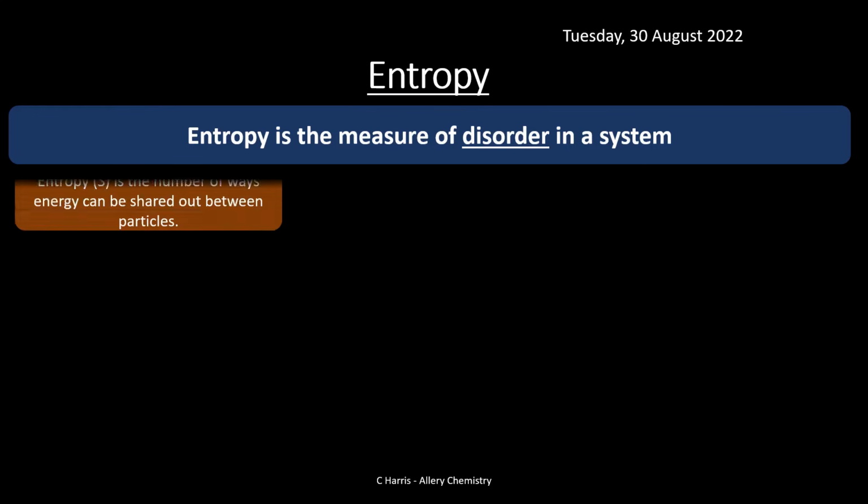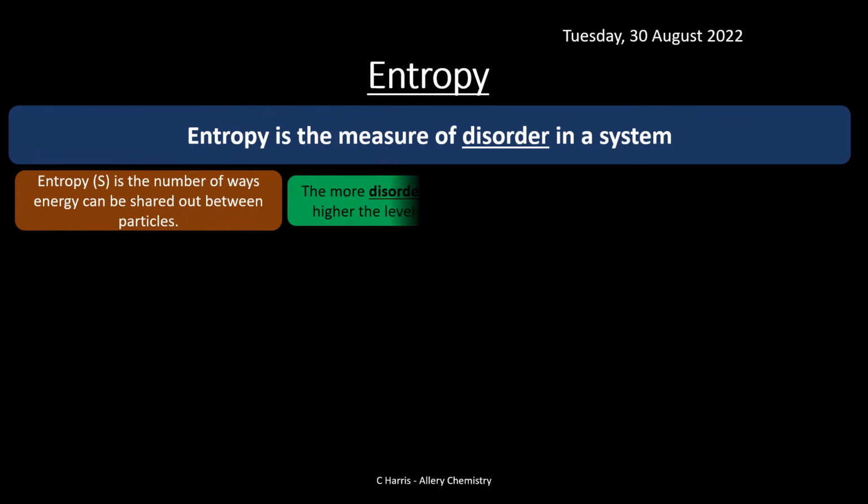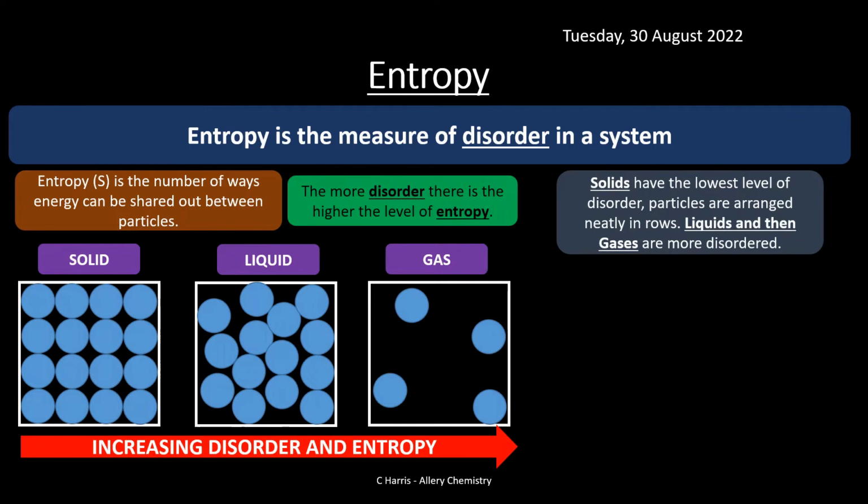Okay, there is some maths obviously involved. There's a bit of science into it. But entropy, which is given the letter S, is the number of ways energy can be shared out between particles. So the more disorder there is, the higher the level of entropy. Okay, so that's a good thing. Remember, atoms are very lazy. Well, I always keep saying this. They're very lazy. They want to be in the lowest energy state possible.